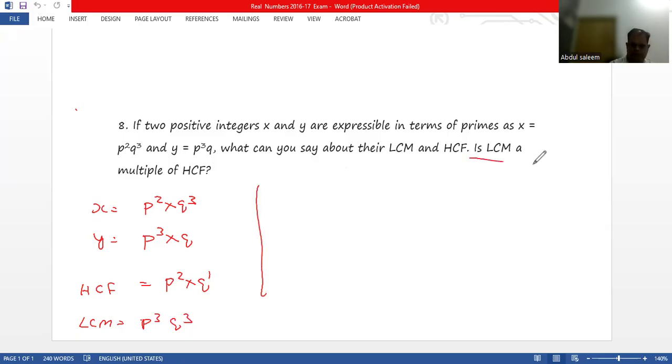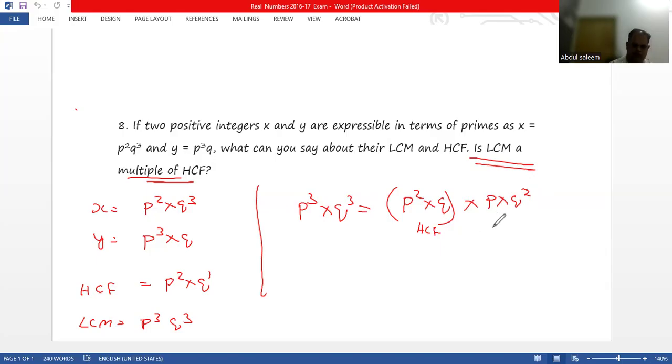The next one is: LCM is a multiple of HCF. What is LCM? p cube into q cube. What is the HCF? p square into q. Then p into q square gives the other number. Clear, right? p square into p is p cube, and q into q square is q cube. That is HCF into another number. So is LCM a multiple of HCF? The answer is yes.